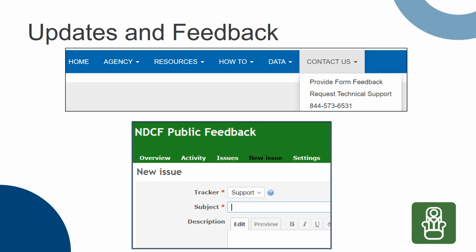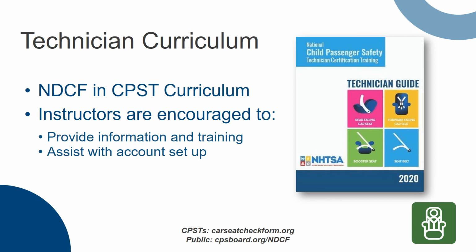We've provided technicians with the opportunity to contact us to provide form feedback as well as request technical support. You can do that by clicking on the links at the top of the menu bar on the home page, or you can call us at our toll-free number at 844-573-6531. The NDCF has been added to the newest edition of the CPS Technician curriculum. Instructors are encouraged to provide information about the NDCF and assist with account setup.